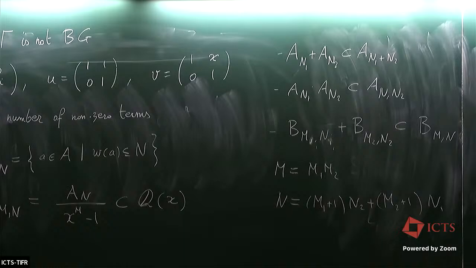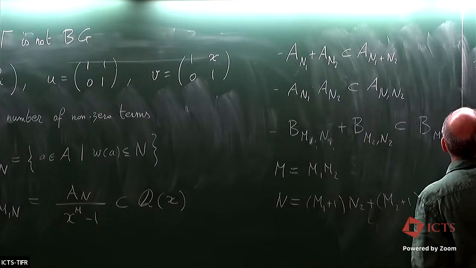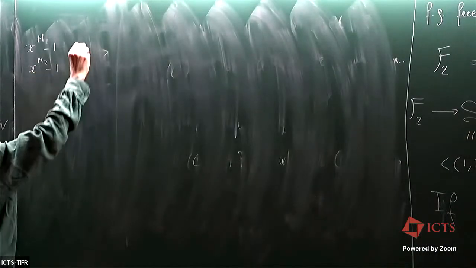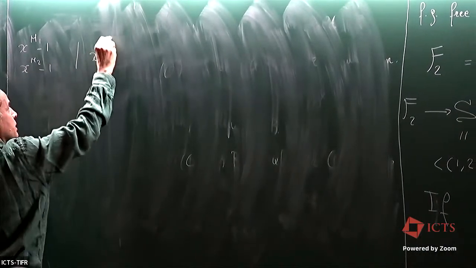So we observe that x^{m_1} − 1 and x^{m_2} − 1 both divide x^{m_1 m_2} − 1.